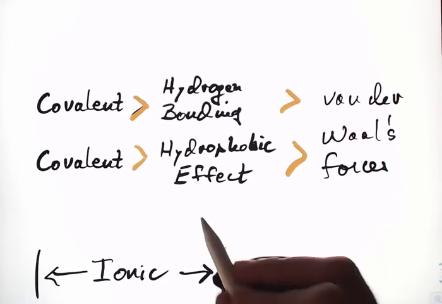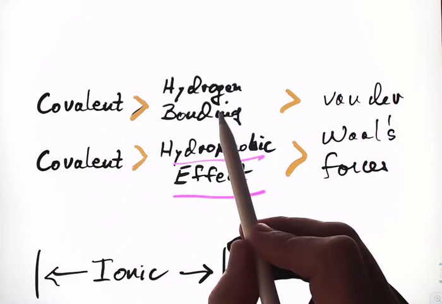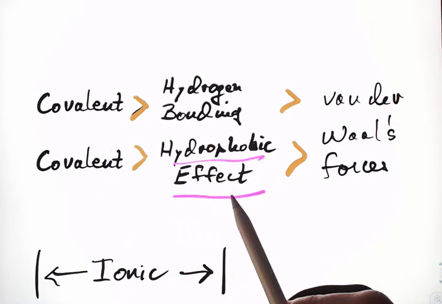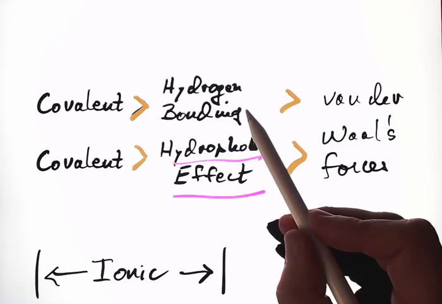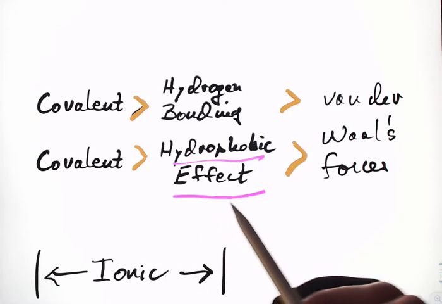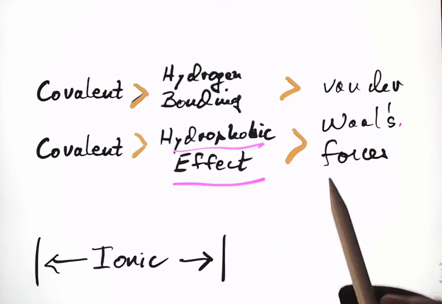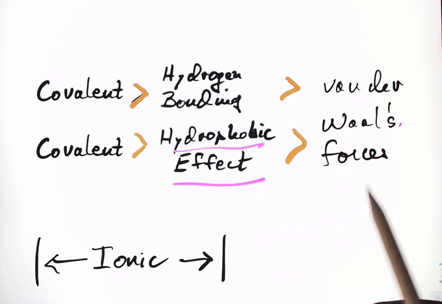How strong is the hydrophobic effect? Covalent bonds are stronger than hydrogen bonding. The hydrophobic effect is really an effect of hydrogen bonding. Because hydrogen-bound molecules are staying together, the ones that are not hydrogen-bound stay together. So it's approximately the same as hydrogen bonding. Both hydrogen bonding and the hydrophobic effect are stronger than van der Waals forces, the subject of another video.